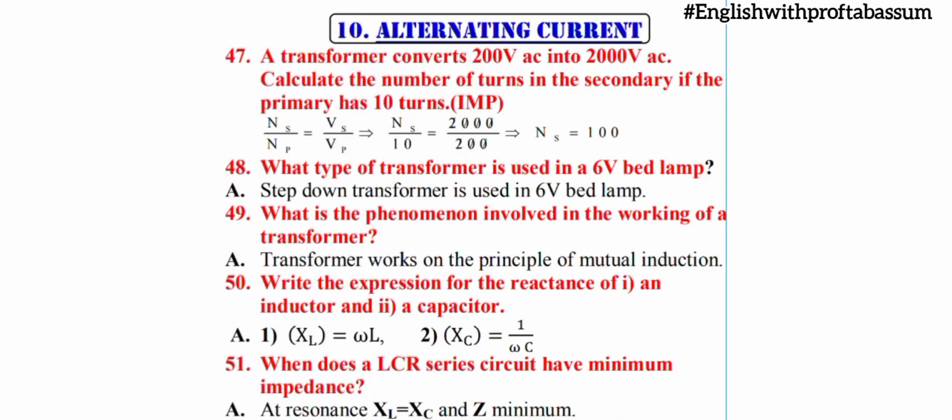Chapter 10, alternating current. A transformer converts 200 volt AC into 2000 volt AC. Calculate the number of turns in the secondary if the primary has 10 turns. IMP. What type of transformer is used in a 6V bed lamp? What is the phenomenon involved in the working of a transformer?